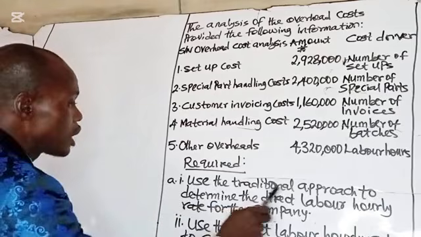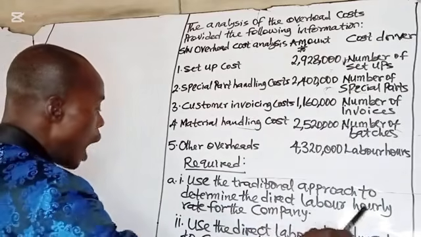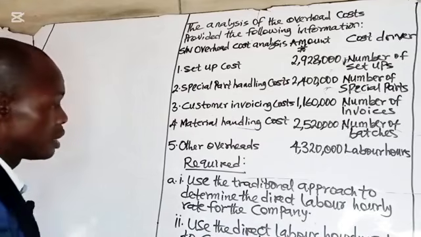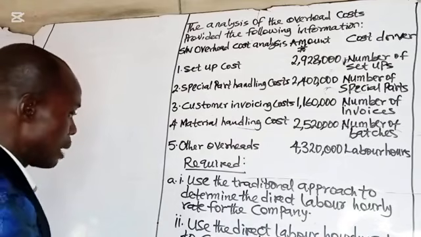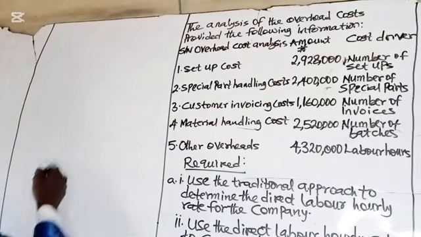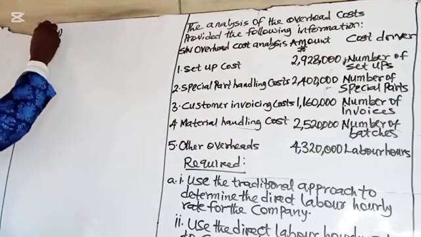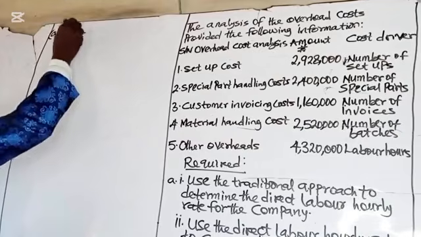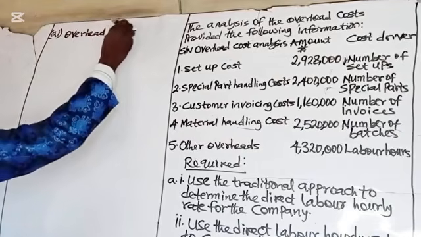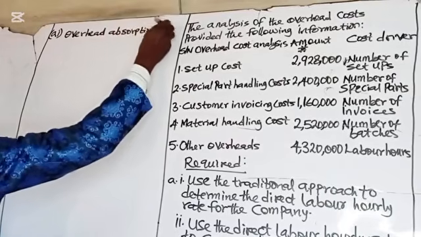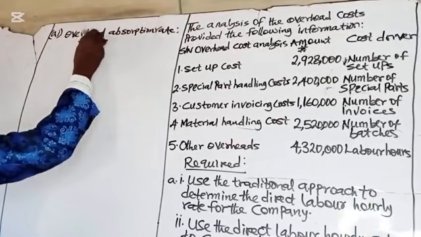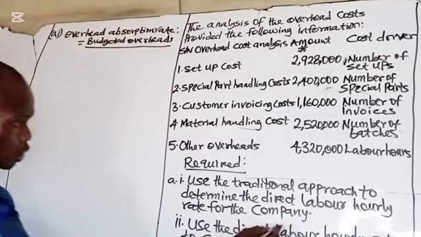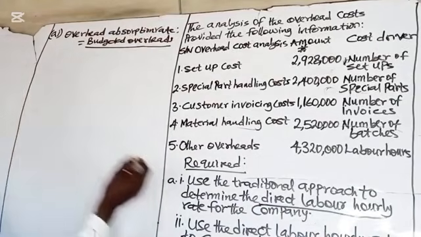A1. Using the traditional approach to determine the direct labor hourly rate for the company. I've told you to use the traditional approach using labor hour, so the overhead absorption rate will be budgeted overhead divided by budgeted level of activity. The formula is budgeted overheads over budgeted direct labor hour, since you have to use direct labor hourly rate.